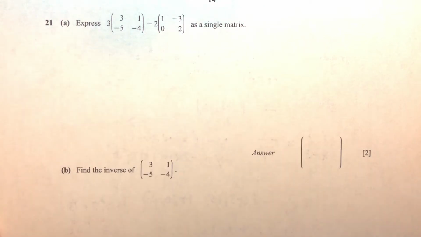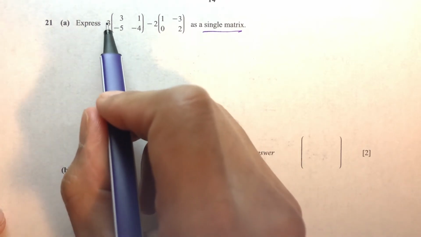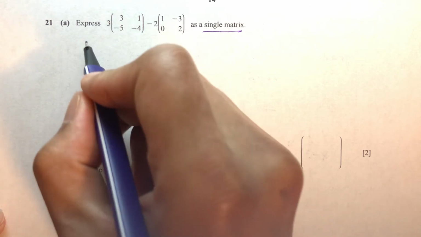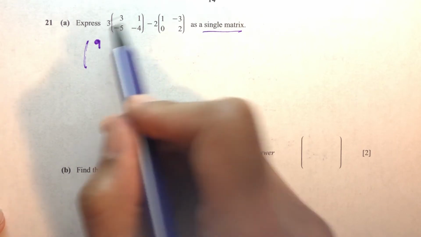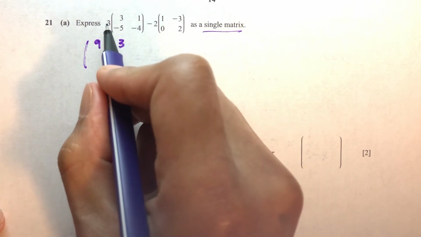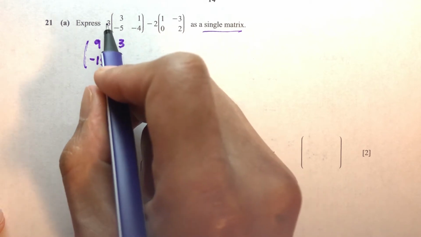Question number 21. Express 3 times the first matrix minus 2 times the second matrix as a single matrix. So we first have to bring the 3 inside. 3 times 3 is 9. 3 times 1 is 3. 3 times minus 5 is minus 15. 3 times minus 4 is minus 12.